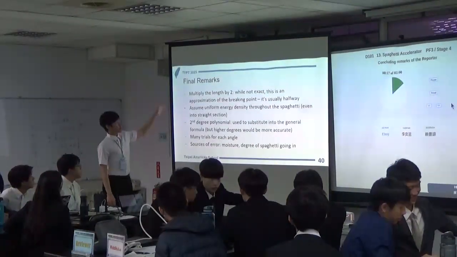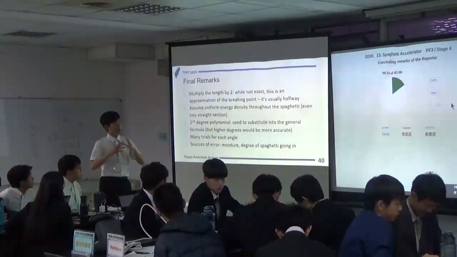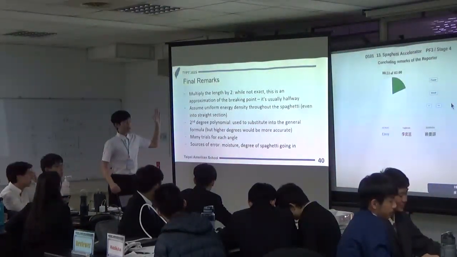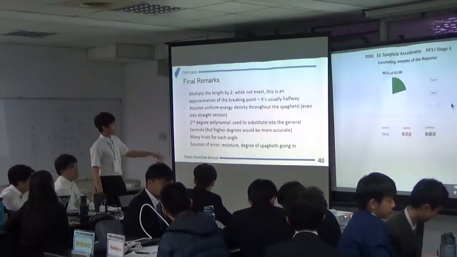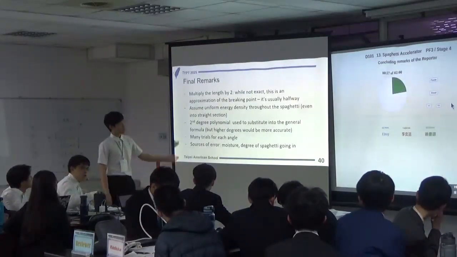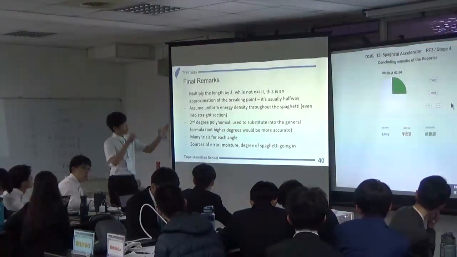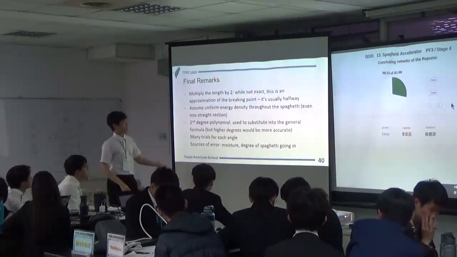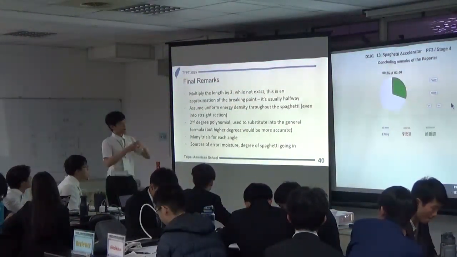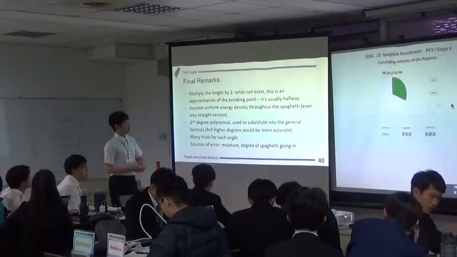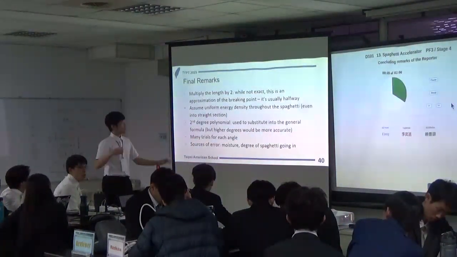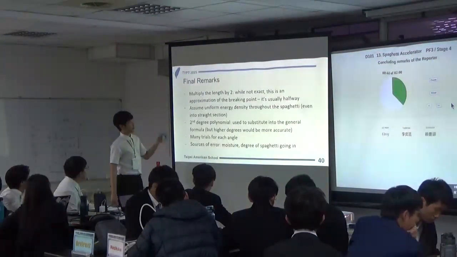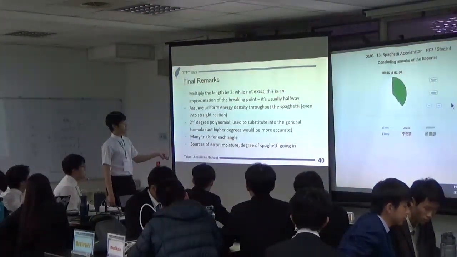So first, you multiply the length by 2. Even though this isn't the exact measure of where the spaghetti breaks, we believe it's an approximation of the bending point that can be applied to most of our calculations, because it's usually halfway where the spaghetti breaks off. Furthermore, we can assume that there is uniform energy density throughout the spaghetti, which can be applied to the opponent's model if they wish, in order to calculate what they believe is the kinetic energy of the piece of spaghetti being shot off.